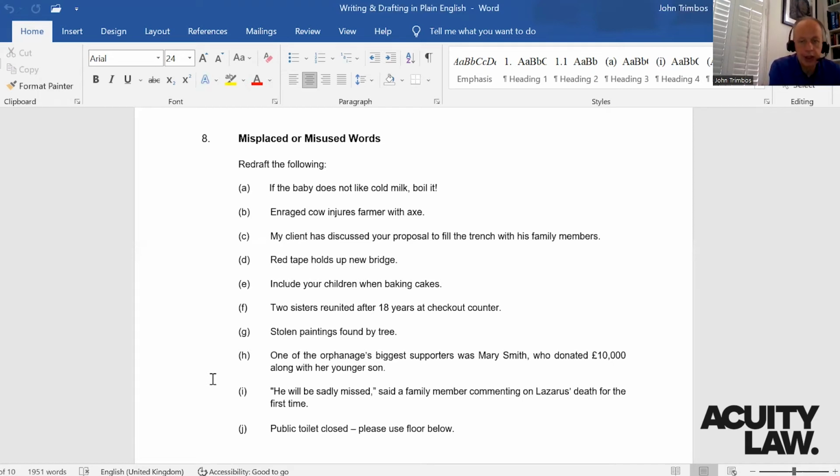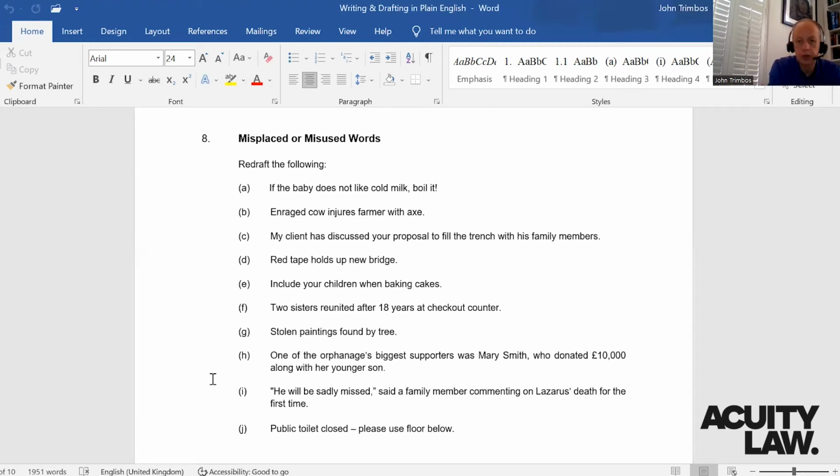And then "he'll be sadly missed, said a family member commenting on Lazarus' death for the first time." I did change the name in there, Lazarus. I don't know if you got the New Testament imagery to remember Jesus resurrected Lazarus from the dead. So it kind of suggests it's his death for the first time. So he can die, be resurrected, die, be resurrected. But he gets fed up after that after a while. So I think it's really, he'll be sadly missed, said a family member commenting for the first time on Lazarus' death. So it's the comment that comes for the first time.